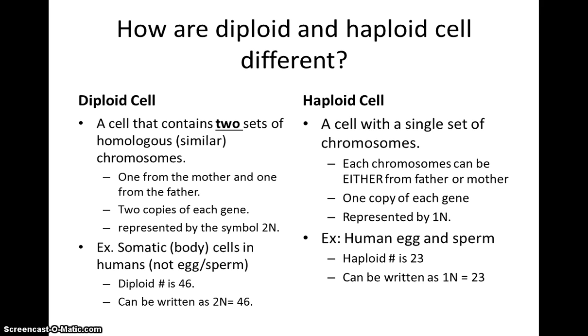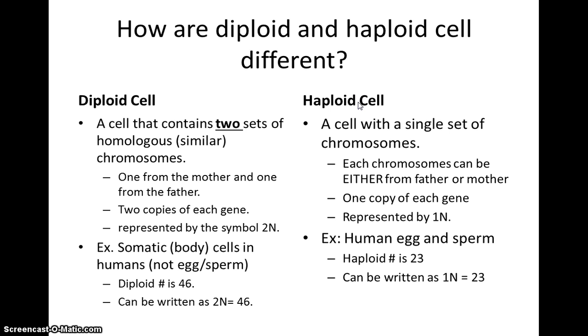With diploid cells, we'll represent these with the symbol 2N. In humans, this is what are called somatic, or our body cells, which is basically all of your cells besides egg and sperm. In humans, the diploid number would be 46, and you can also write this as 2N equals 46. Haploid is going to be the opposite of this, but just to recap: diploid, di, meaning two, you have two sets of these homologous chromosomes, one from mom, one from dad, overall two copies of everything. Haploid, though, is like half. You have a single set of all your chromosomes.